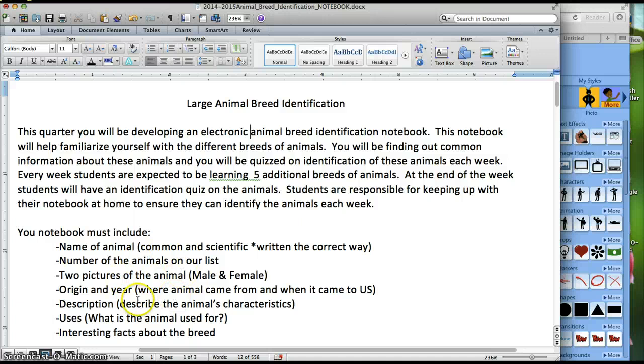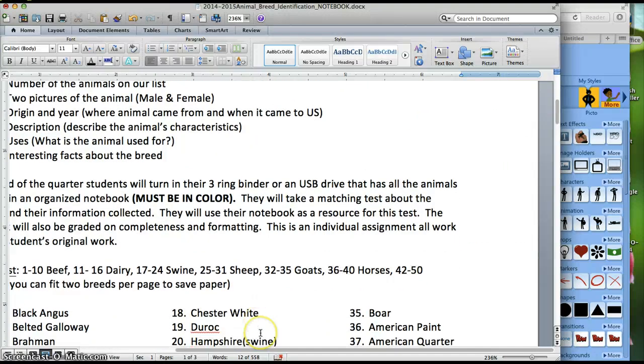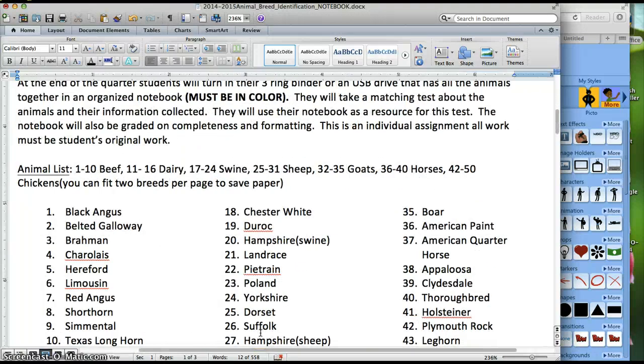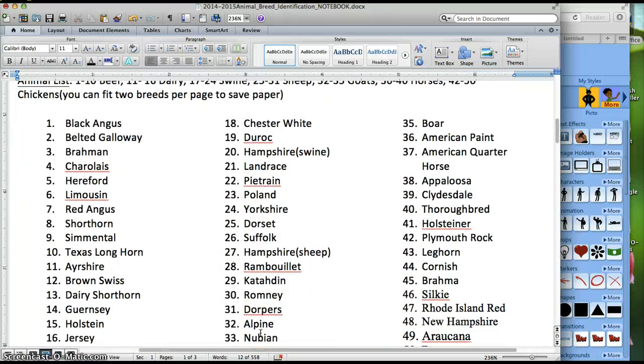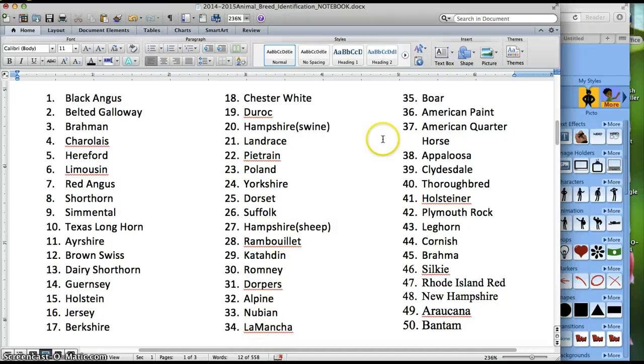They're looking for these facts about the animal. They're making sure they're writing the scientific name the correct way. And then it's also an identification portion. So after they make that resource, I quiz them weekly on all of the different animals. So we go through 5 animals a week. And by the time I get to midterm, which is getting close to now, my midterm is in 2 weeks, I believe, for them, they already know all 50 of these breeds of livestock animals.